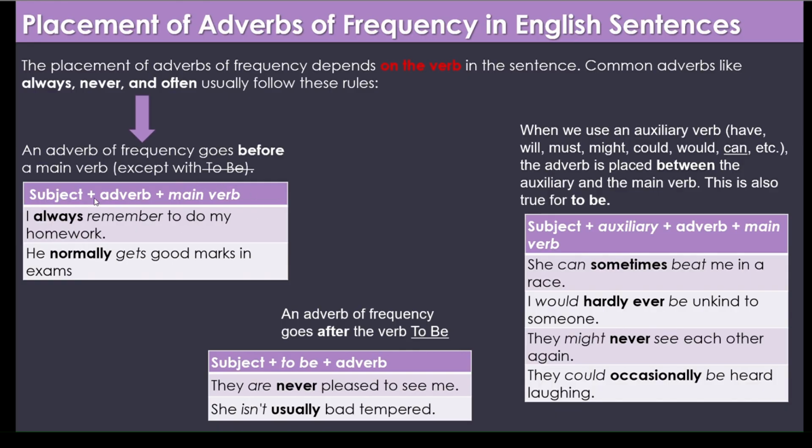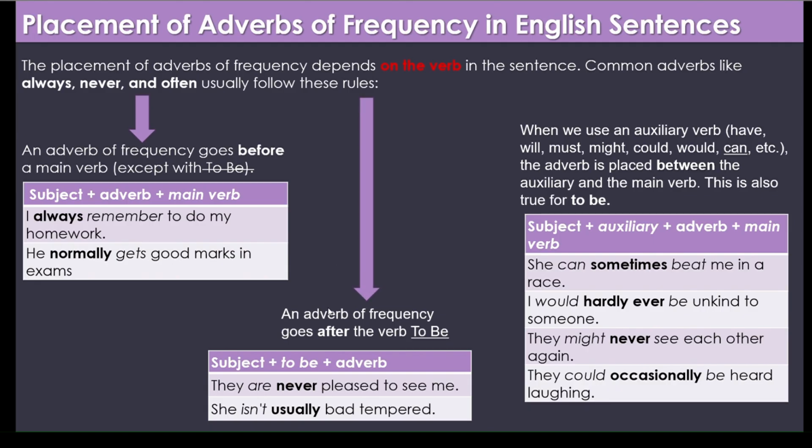I always remember to do my homework. Always is our adverb of frequency and remember is the main verb. He normally gets good marks in exams. Normally, adverb; gets, main verb.